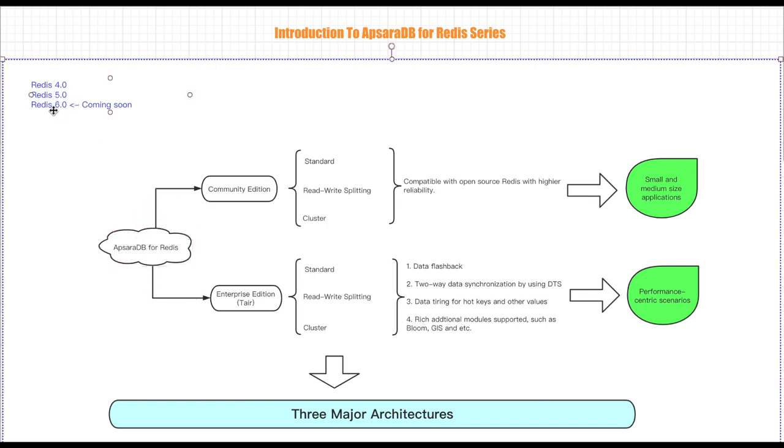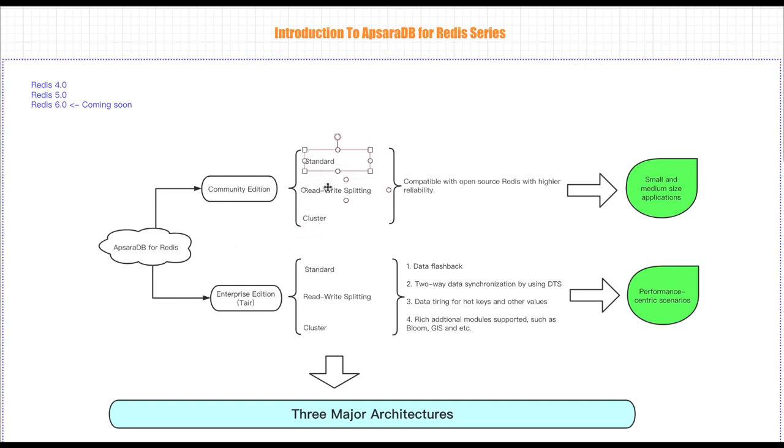Later, we're going to support the latest version, Redis 6.0, very soon. Actually, there are two families in ApsaraDB for Redis. They are Community Edition and Enterprise Edition, which is also called Tair. And for both editions, they have three major architectures: standard, read-write splitting, and cluster.